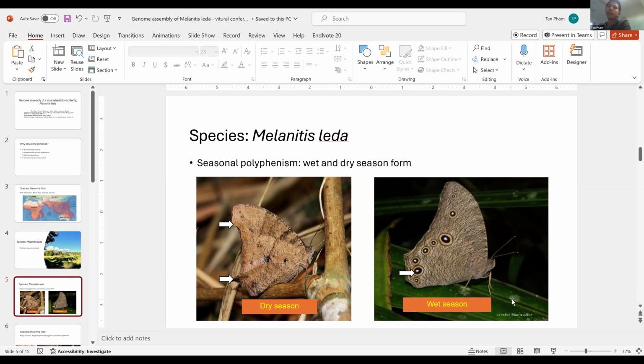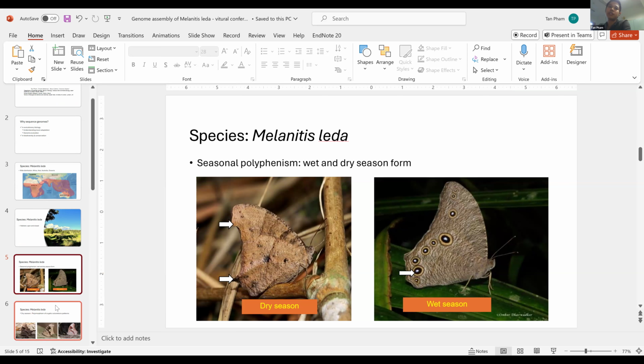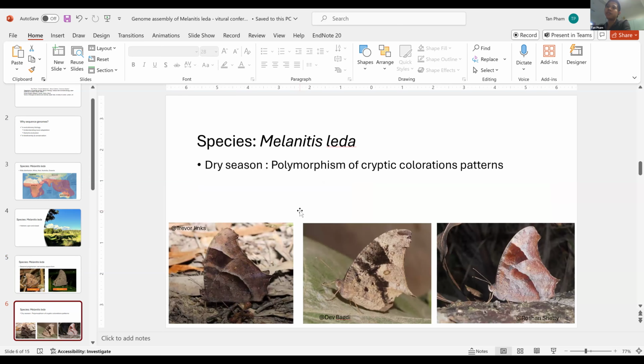We didn't find any other species that have the seasonal polymorphism in the dry season form like in this species. In the future I will try to identify which gene is responsible for the polymorphism in this one, but we don't have the data yet. Totally fair. Thank you very much. I was curious, so I'm glad to hear that's perhaps in the future.